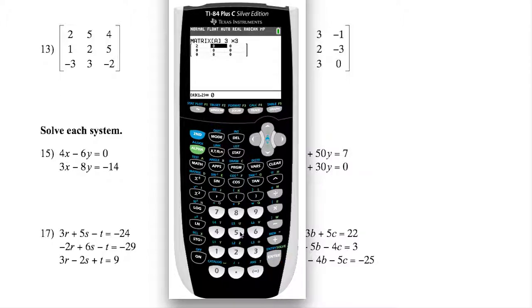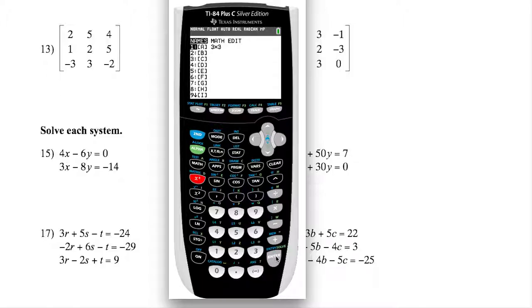So we're going to get a 2, 5, 4, 1, 2, 5, -3, 3, -2. So there are all of our values. Now just really quickly, read over these values to make sure you've typed everything in. Most of the mistakes I see are from people accidentally putting in a +2 instead of a -2. So I say that, and I'll probably make the same mistake.